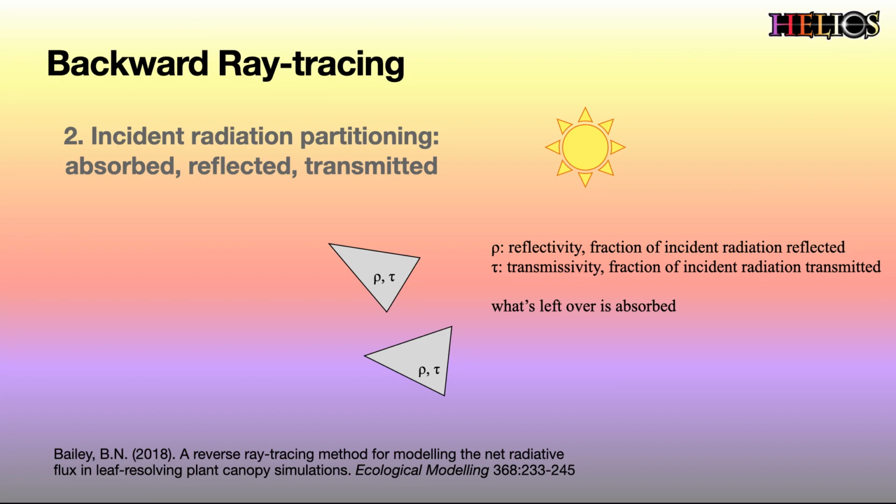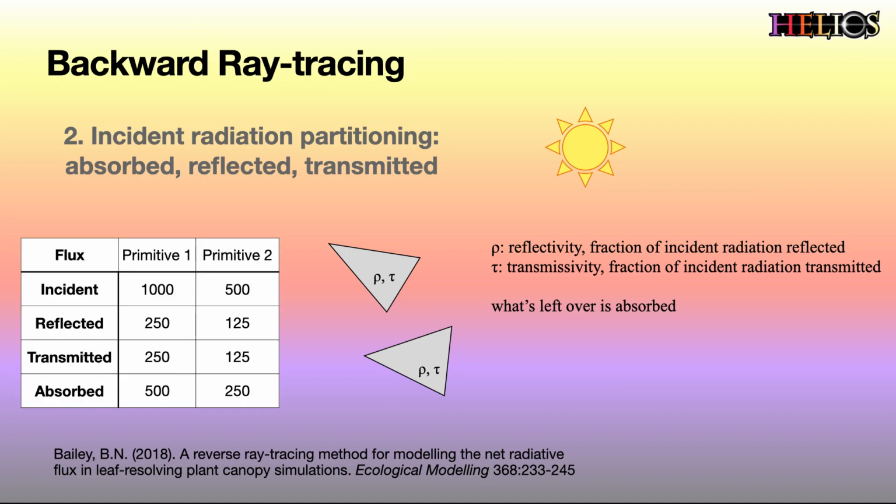We quantify that based on our transmissivity, which is denoted by the symbol tau. And then anything that's left over is what's absorbed. We don't specify an absorptivity directly in Helios. It's just 1 minus the reflectivity minus the transmissivity. So the user specifies reflectivity and transmissivity, but not absorptivity.